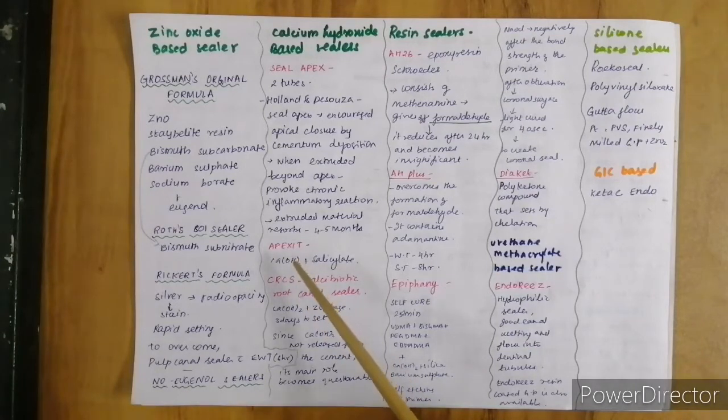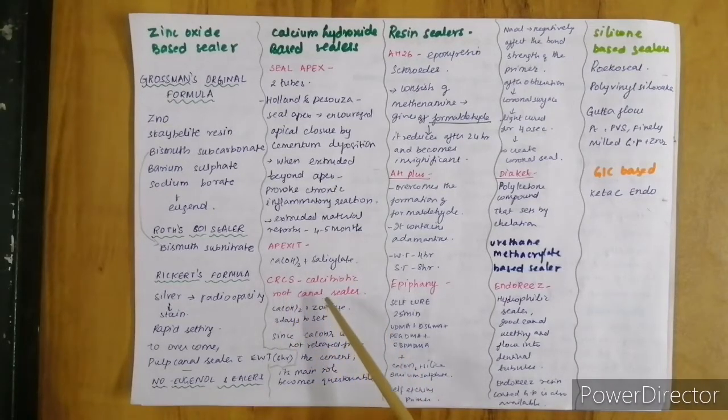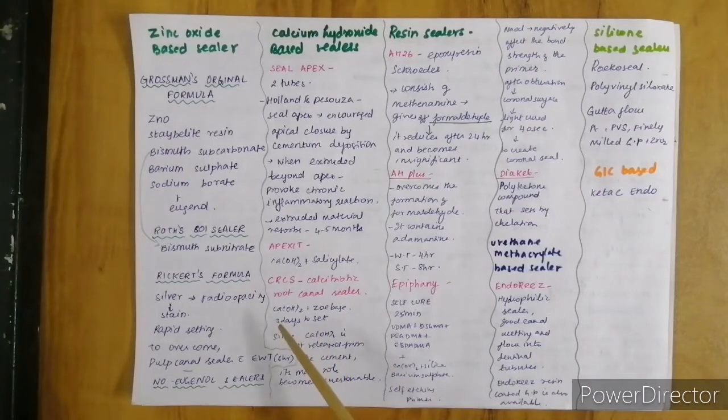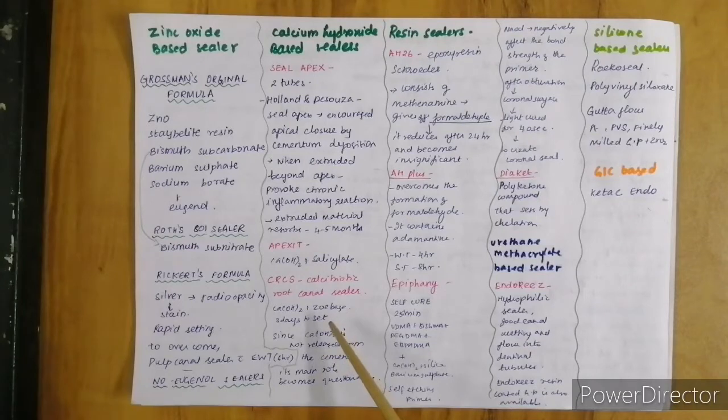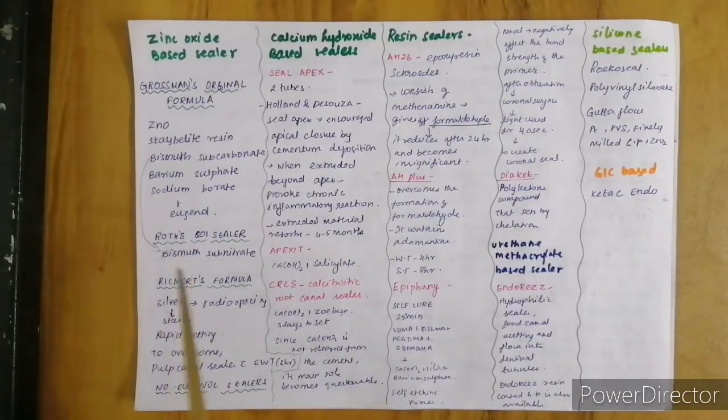Then Apexit is a combination of calcium hydroxide and salicylate. CRCS is calcibiotic root canal sealer. Here they are using calcium hydroxide with a zinc oxide eugenol base, a combination of the two. But since the calcium hydroxide is actually not released from this formulation, the main purpose of this sealer becomes questionable.